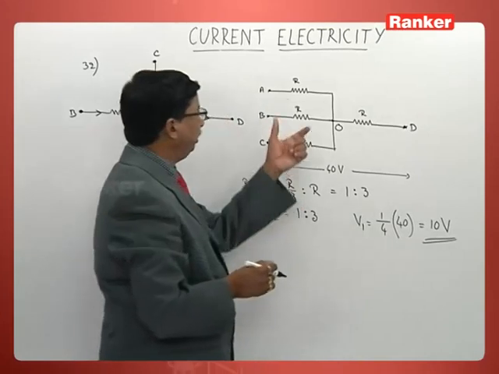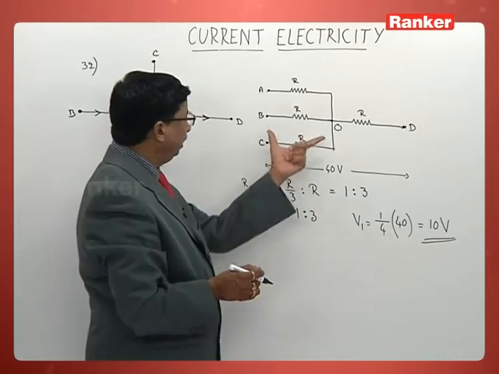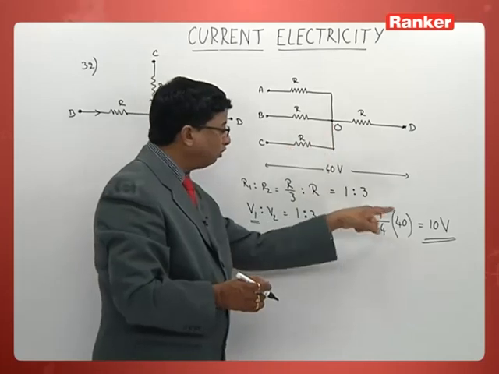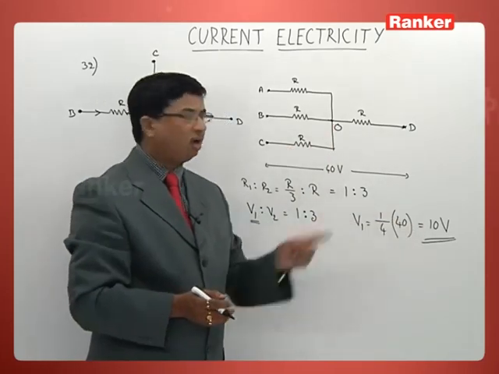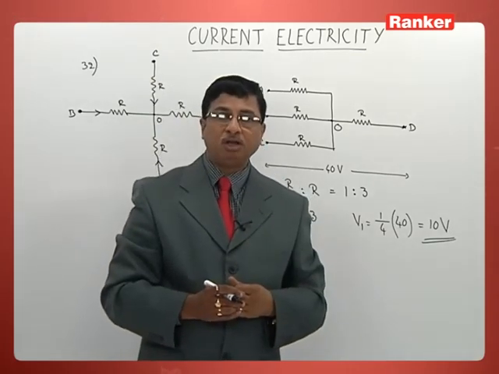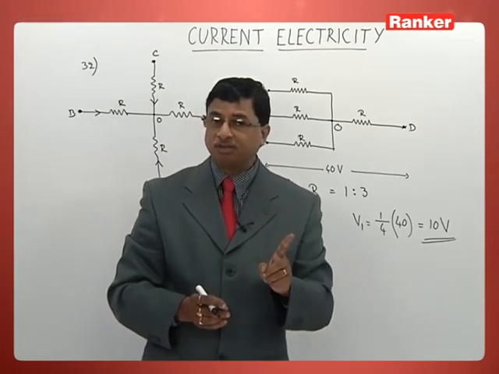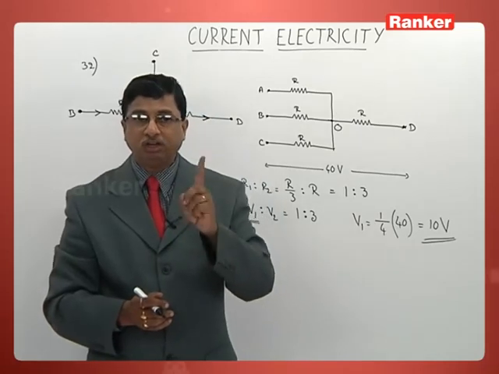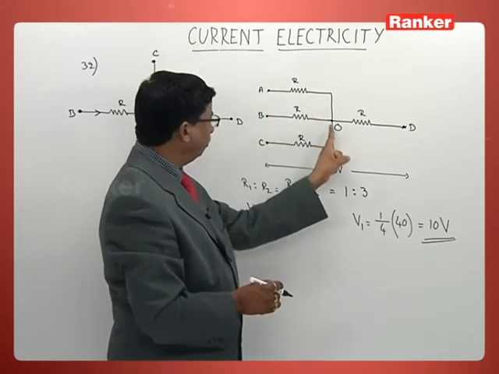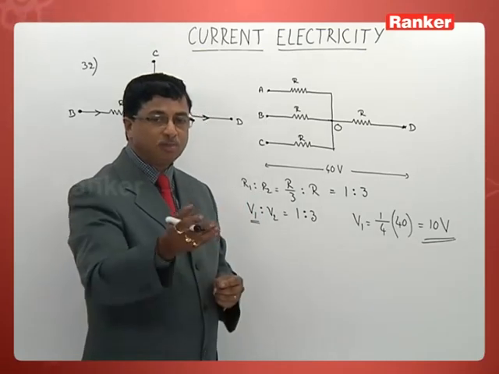So what is going to be the PD across A and O now? It is 10. PD across B and O also will be 10. PD across C and O also will be 10. Reason? All the three are connected in parallel. When resistances are connected in parallel, the potential difference is the only parameter which remains constant across each and every resistance there. So between A and O, the potential difference is now going to be 10 volt.